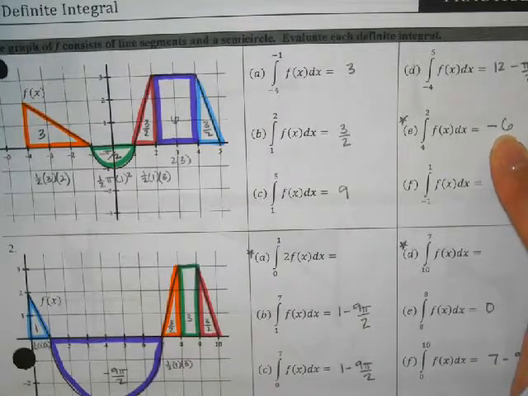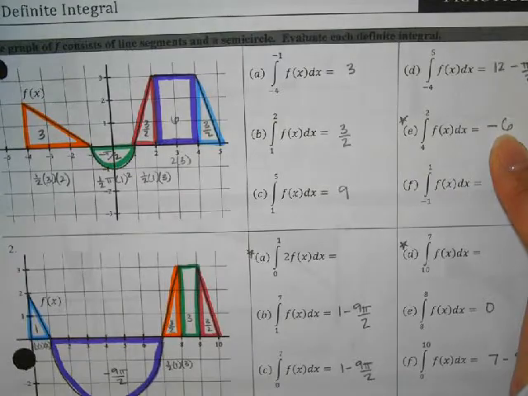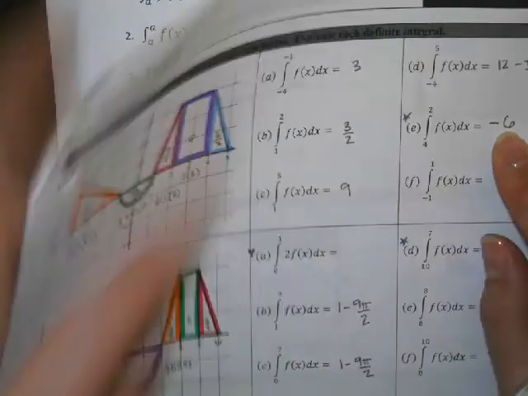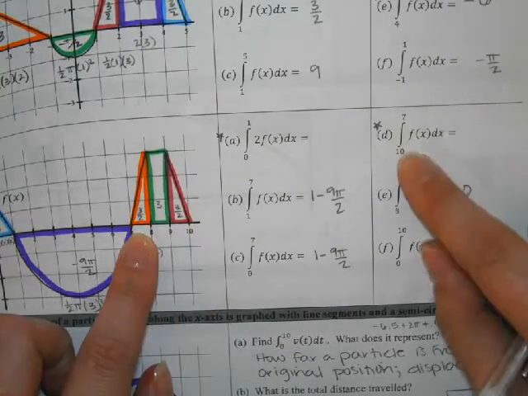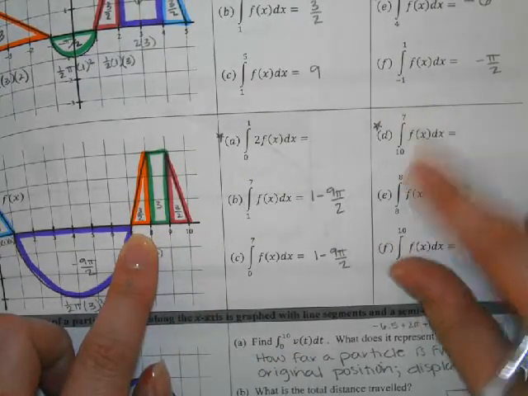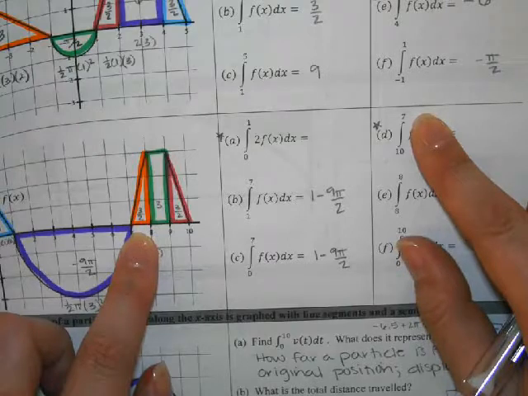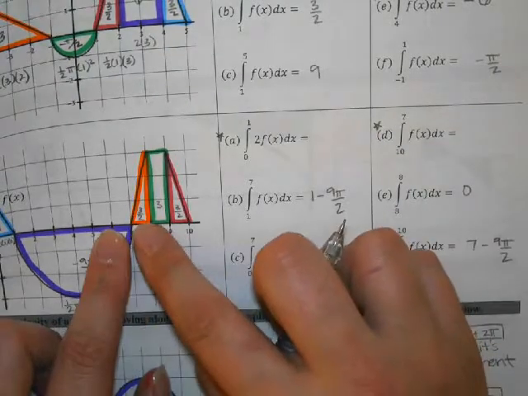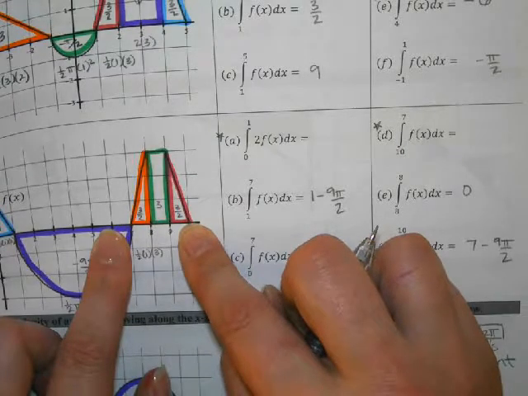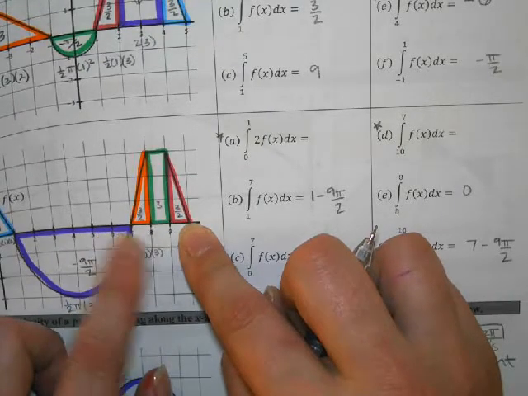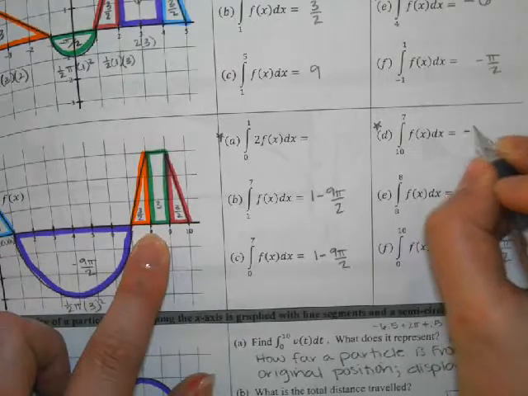Okay? So the same thing is going to happen for letter D of question 2. If you're going from 10 to 7 instead of 7 to 10, because you're going backwards, we have 3 halves plus 3 plus another 3 halves, which would be 6 again, so in this case it would be negative 6.